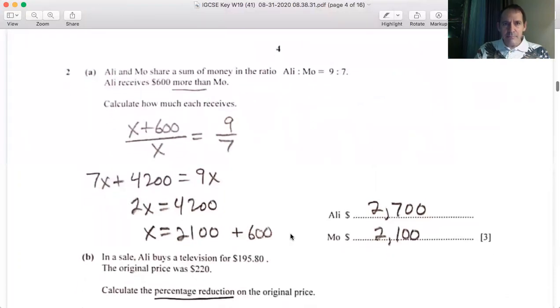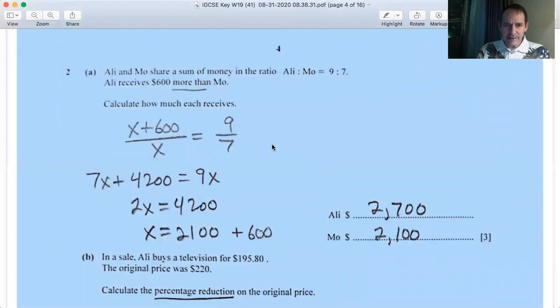Now you have Ali and Mo share a sum of money, and the ratio Ali to Mo is 9 to 7. Ali receives $600 more than Mo. Calculate how much each receives. So the ratio that we're given is Ali to Mo is 9 to 7. Mo is an unknown value, x, and then Ali receives 600 more than Mo, so x plus 600 for Ali. So Ali on top, Mo on the bottom, x plus 600 over x equals 9 over 7.